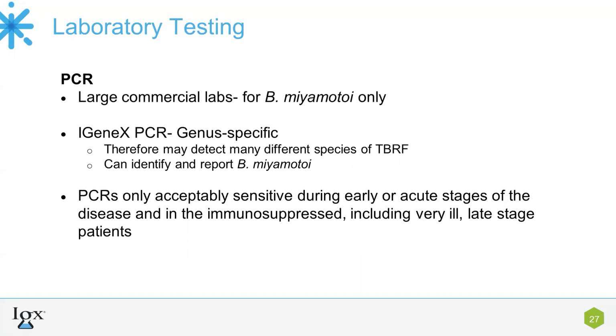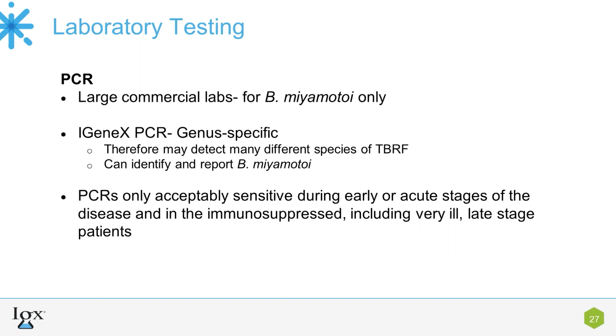You can't for any of the other ones that I mentioned, the 6 or 7 others that we have in America. IGeneX does offer a PCR. Theirs is interesting. It's genus specific. So they might give you a positive and say, you have a relapsing fever Borrelia. We can't tell exactly which one it is, but we know that one came out positive on the PCR. They are able to definitively say miyamotoi based on the work that they have done. But nevertheless, it's much broader than the standard commercial PCR from, say, a LabCorp or a Quest.